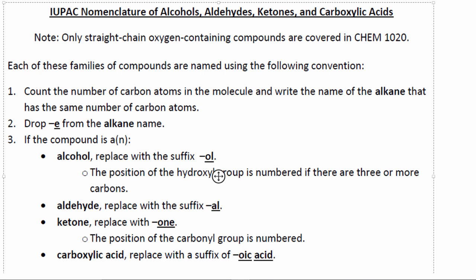Notice now that all of these here follow the same convention. And that is, we basically are going to name the alkane that has the same number of carbon atoms. Then we're going to drop the letter E from the alkane name. Depending upon whether it's an alcohol, aldehyde, ketone, or carboxylic acid, we then add different suffixes onto their names.